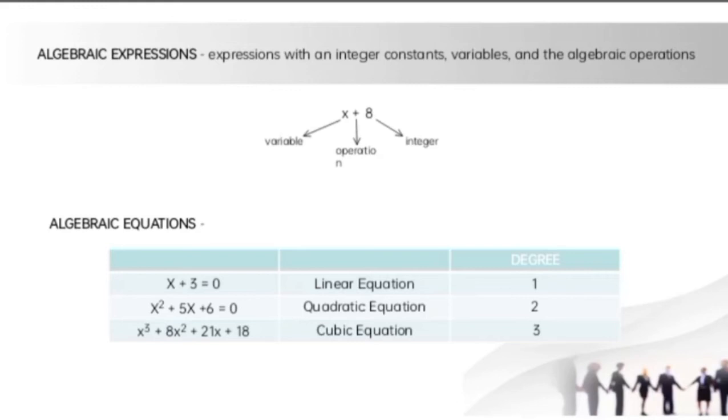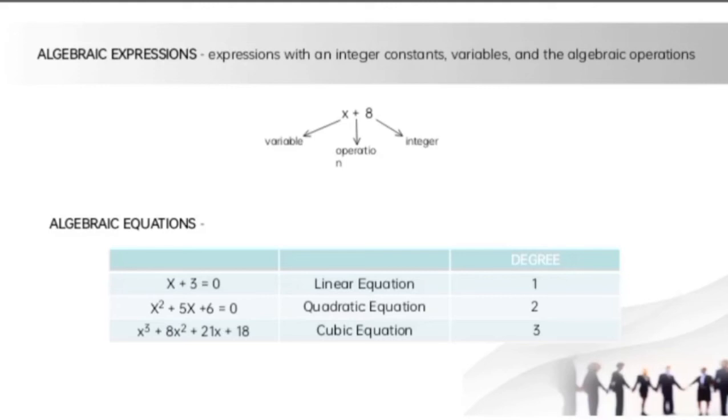Now speaking of algebraic, we have here algebraic equations. There are types of equations: linear equation, quadratic equation, and cubic equation. How can you identify if the equations are linear or quadratic or cubic? We just have to see the degree. When we say degree, it is the highest exponent of the variable in the equation. Now in a linear equation, the highest exponent is 1. We have here x plus 3. And since the exponent of x is only 1, it is linear.